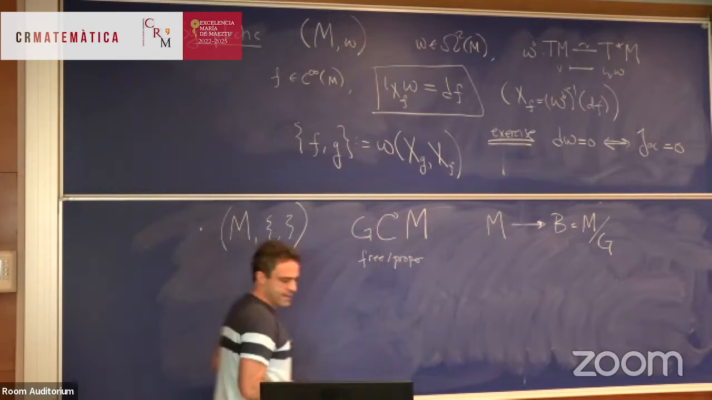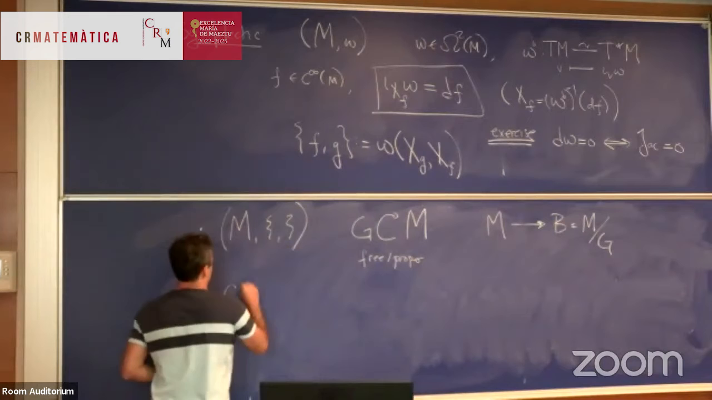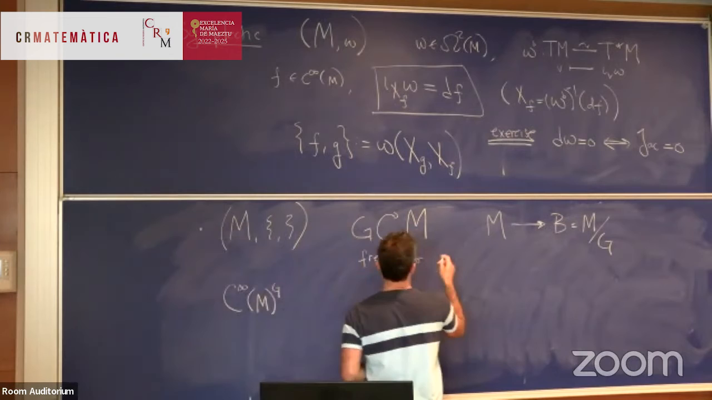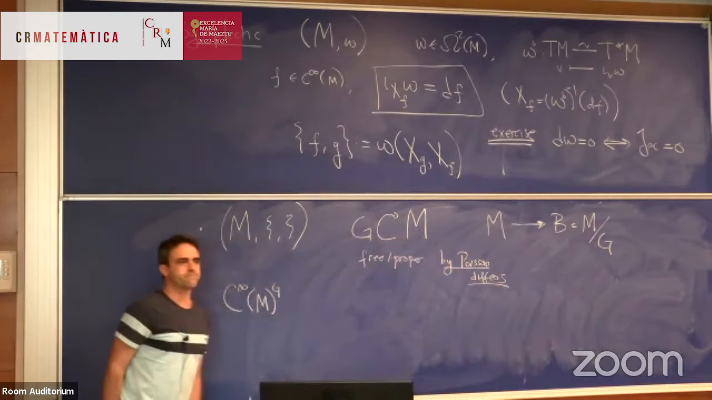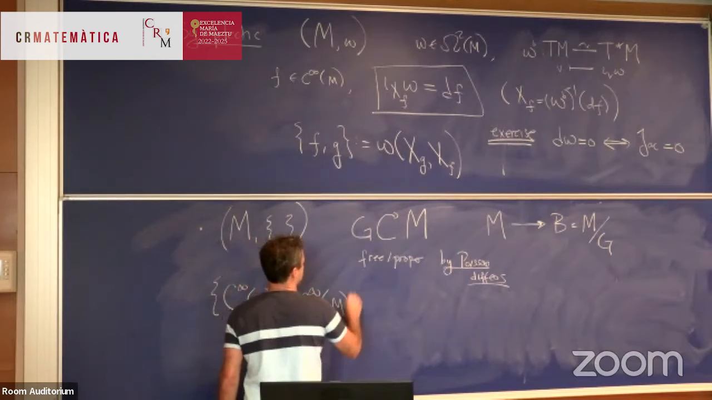Then the exercise here is to check that the action preserves some structure. So the exercise is to check that the invariant functions are closed under the Poisson bracket.